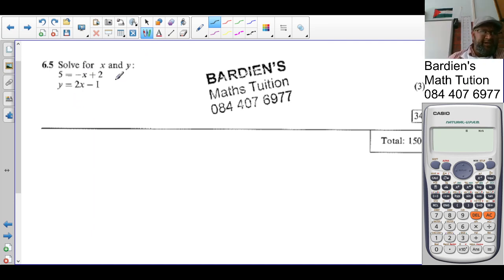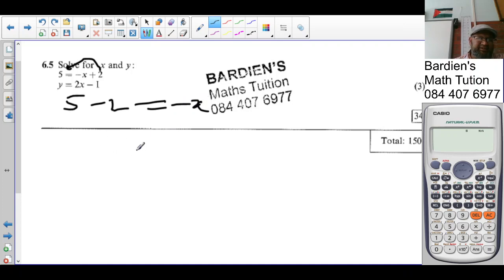If you look at the first equation, what do you notice? It only has an x. In the second equation, we have an x and a y. So we're going to solve for x first. How are we going to solve for x in the first equation? We take 2 over the equal sign. So it's going to be 5 minus 2 is equal to negative x.